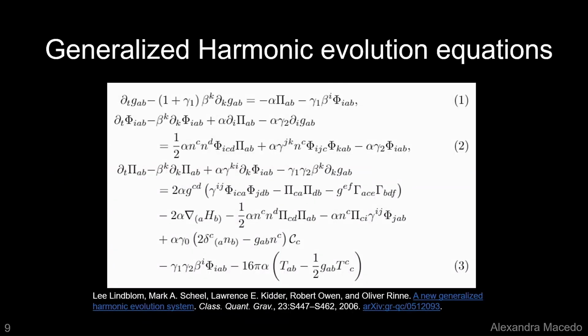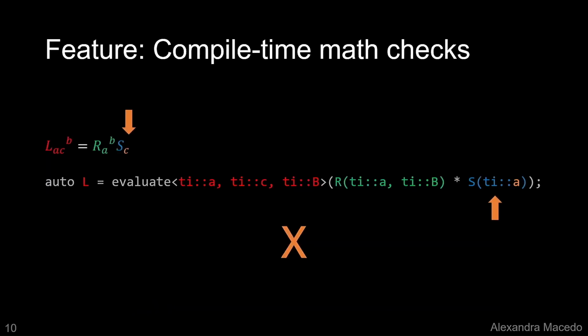Also, we implement these big scary equations up here to evolve our curved spacetime, and writing the for loops for this is not fun. It can get very complicated. There's a lot of room for error, and it's nice to be able to write these intuitively instead.